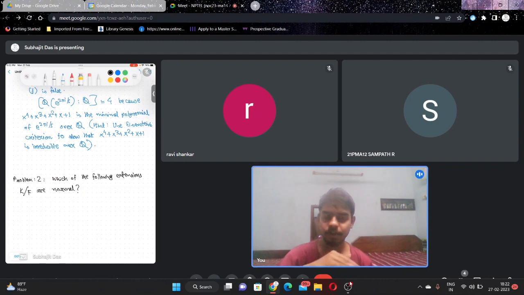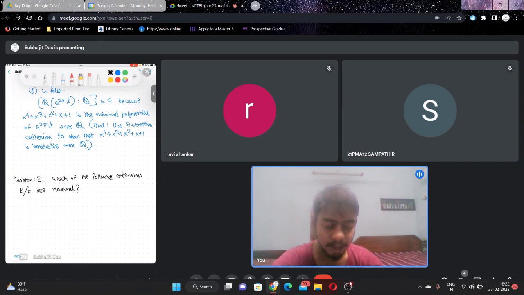That is, if you take any irreducible polynomial over the base field and this polynomial has some root in the extension, then this polynomial will have all its roots in the extension. If this is true for every irreducible polynomial over the base field which has a root in the extension, then the algebraic extension E over F is called a normal extension.